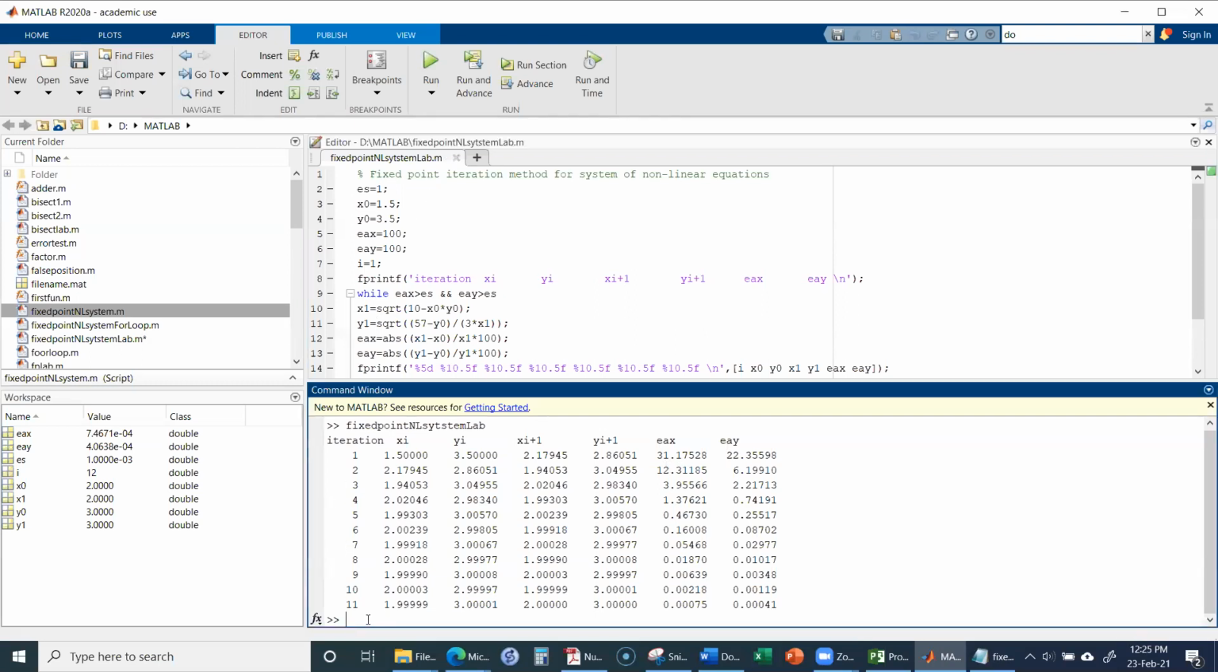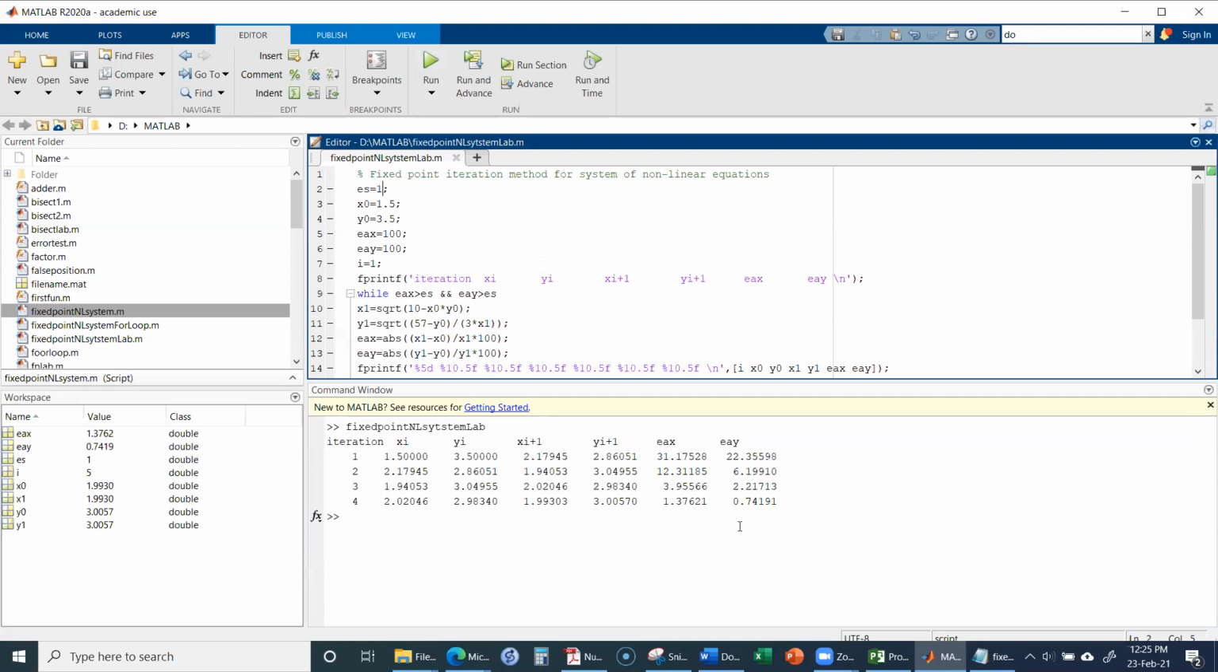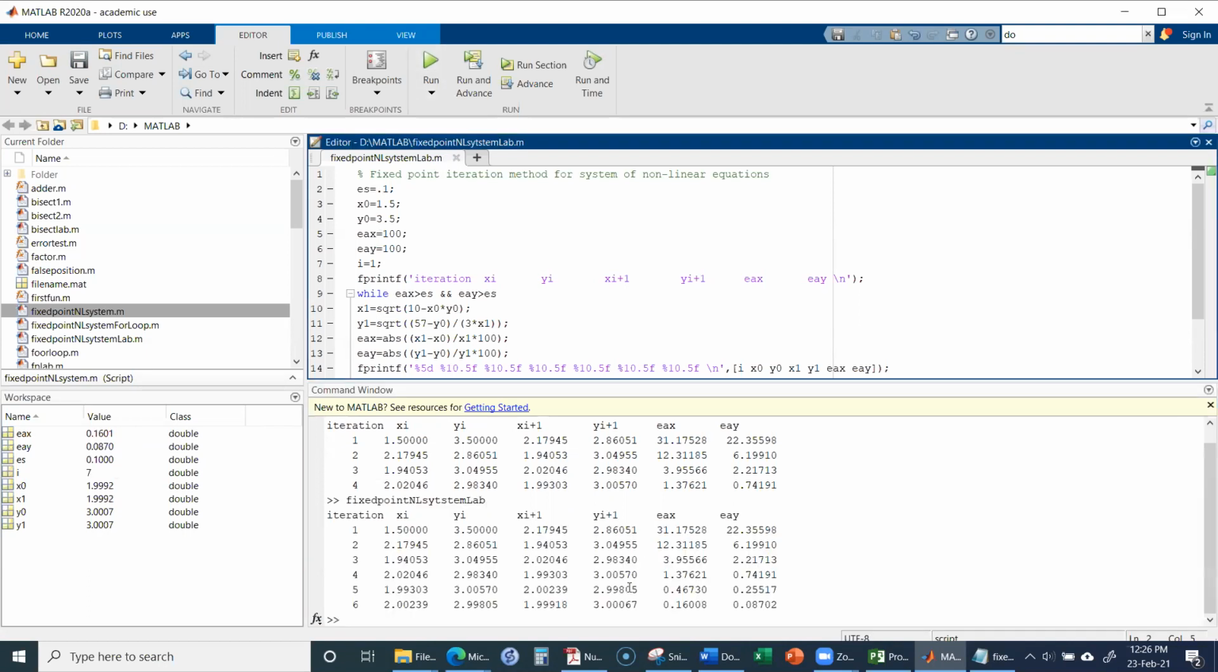So I will run it. For 1%, I think only this many iterations will be run. If I want 0.1, I can change it to 0.1, and then more iterations will be run. For 0.1, I think 6 iterations will be needed.